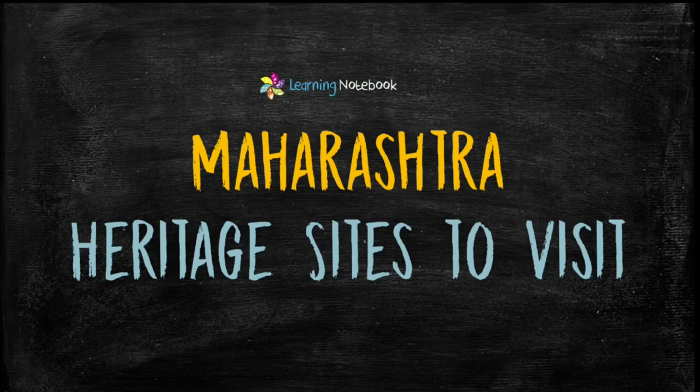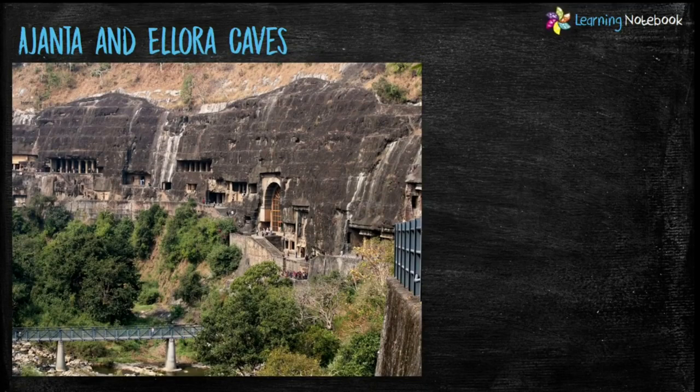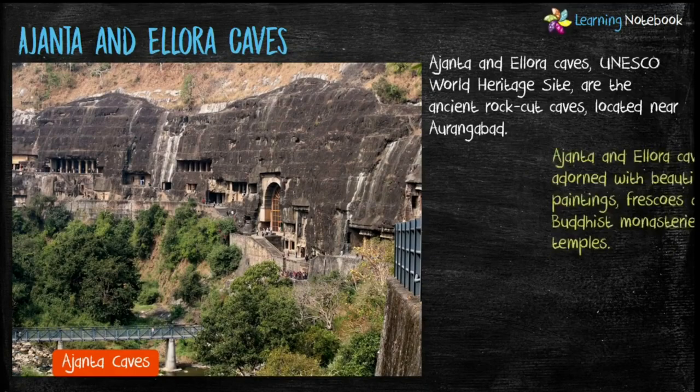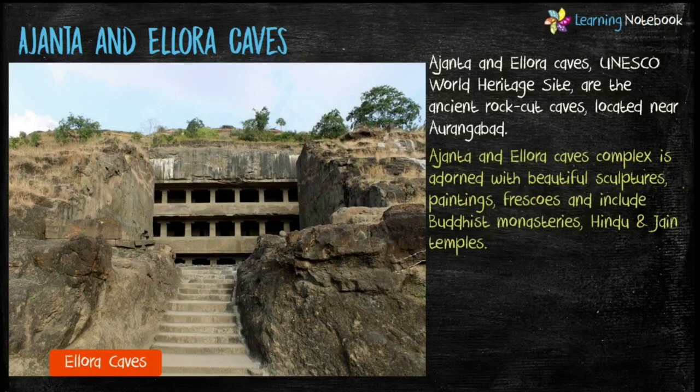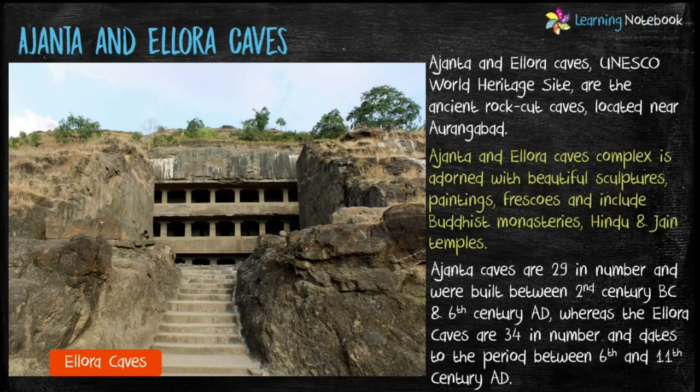The first heritage site of Maharashtra is Ajanta and Ellora Caves. Ajanta and Ellora Caves, UNESCO World Heritage Site, are the ancient rock cut caves located near Aurangabad. Ajanta and Ellora Caves complex is adorned with beautiful sculptures, paintings, frescoes and includes Buddhist monasteries, Hindu and Jain temples.